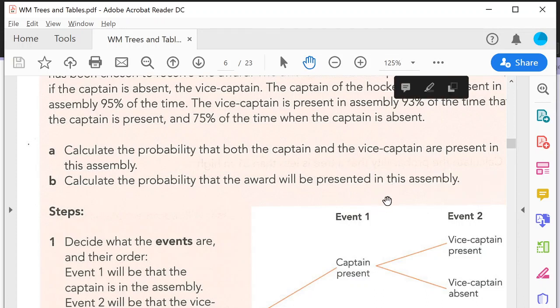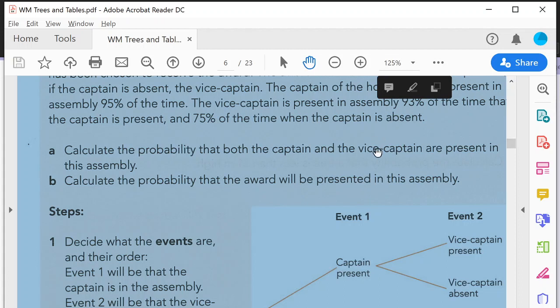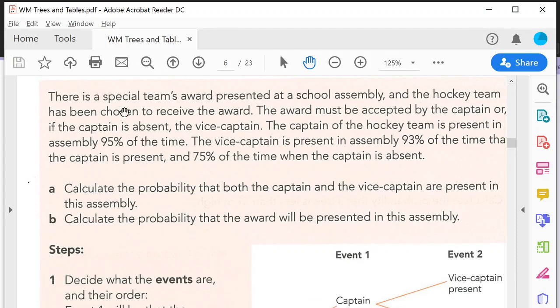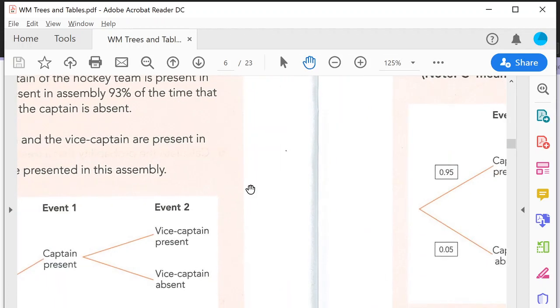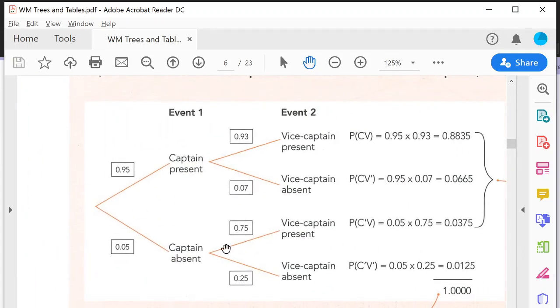So they will tell you extra information in the paragraph. They're telling you there's a special teams award presented at the school assembly, and the hockey team has been chosen to receive the award. The award must be accepted by the captain, or if the captain is absent, the vice captain. So it must be accepted by either the captain or the vice captain. Okay, so now, would you be able to tell me the probability that the award will be given?